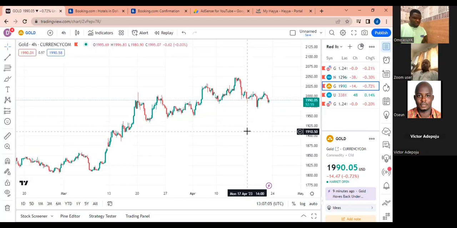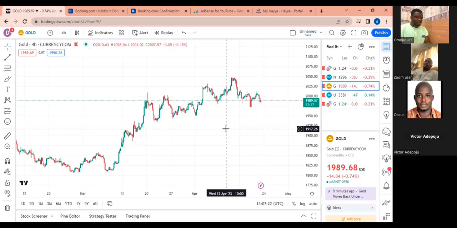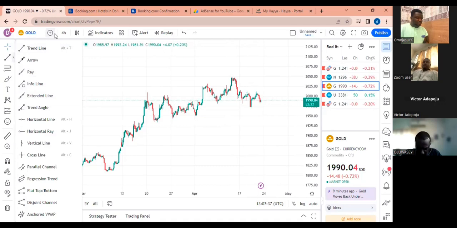Recap of what we did last week. So I said, firstly, the first thing we have to do is set our psychological level. Secondly, we have to set our high and low of the week. And then there are four confluence levels which I explained last week. But for the benefit of those that were not around, I'm just going to do a recap of it. So you come here on your TradingView.